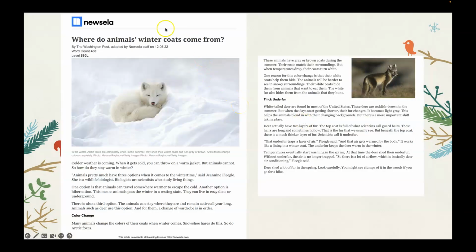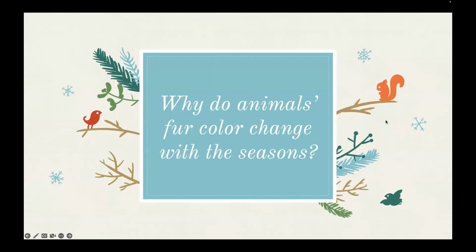For my example, I did this article, Where Do Animals' Winter Coats Come From? It talks about all these things. At the beginning of class, they were assigned this or they read it yesterday in class, and I would pose the question: why do animals' fur colors change with the seasons? So they know to come in, sit down, get a sticky note, and answer the question. When they have answered the question, they write their name on it, and they come and put it on the board on this outer part.